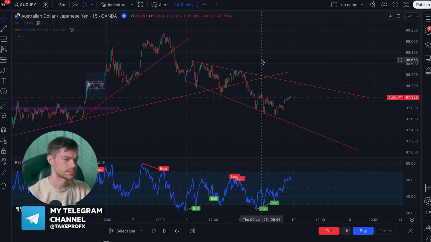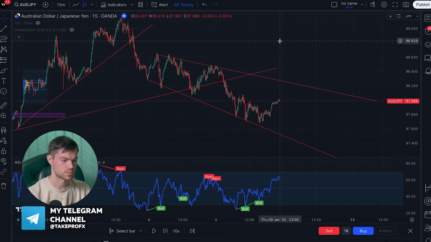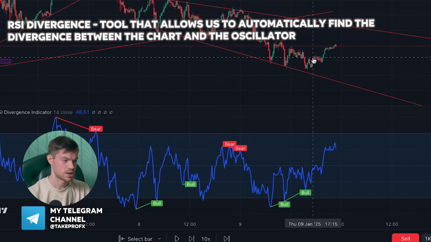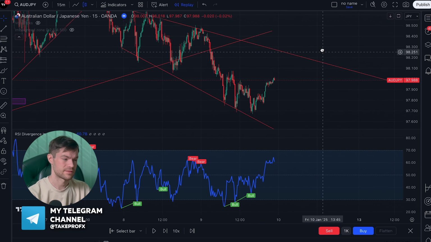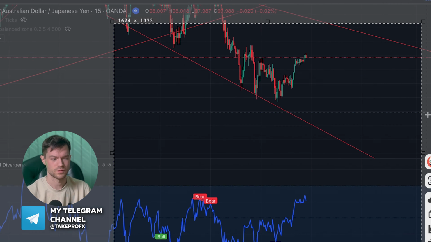We're gonna start with an analysis of the tools which we are going to need to make the trades. The first tool is the RSI Divergence indicator, a tool that allows us to automatically find the divergence between the chart and the oscillator. What do I mean by divergence?